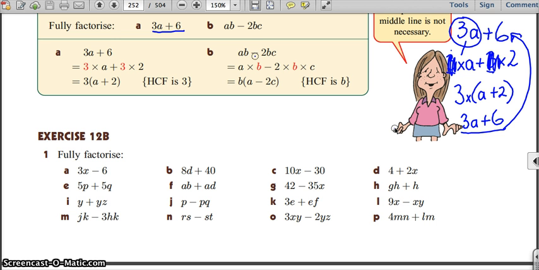Here, a times b take 2 times b times c. Again, we pull it apart, a times b. What the book does for you is they put the common one in red. That goes out the front. Whatever is left over goes inside the brackets.